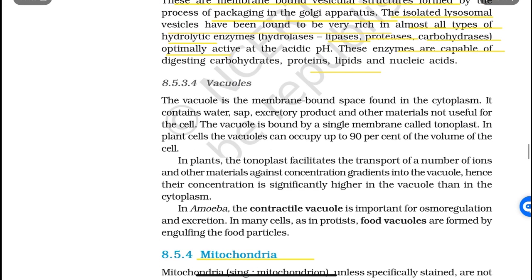Vacuoles. A vacuole is a membrane-bound space found in the cytoplasm. It contains water, sap, excretory products, and other materials not useful to the cell.